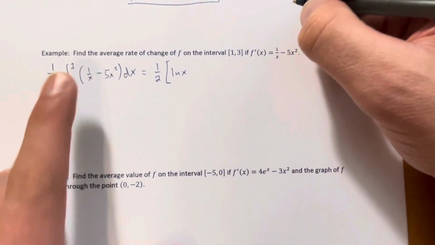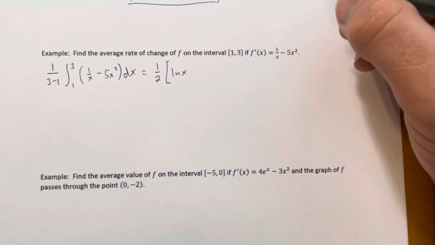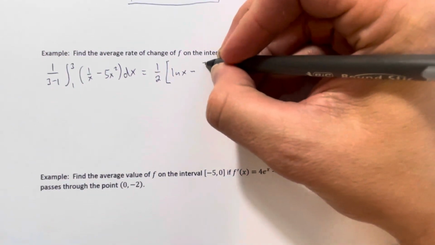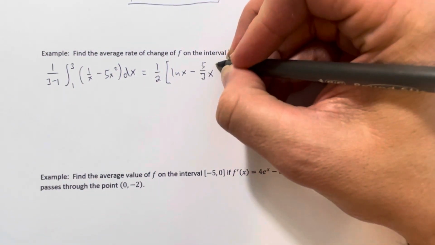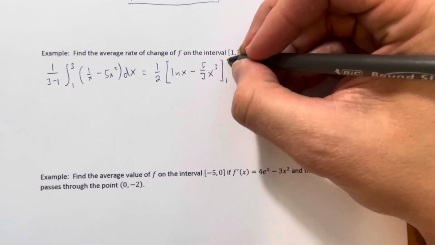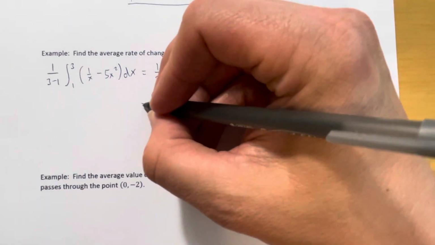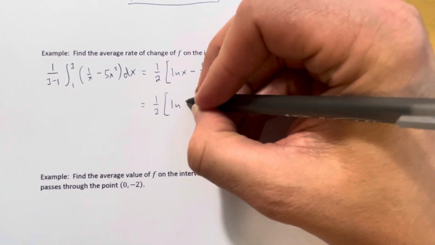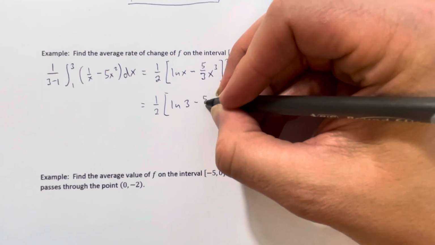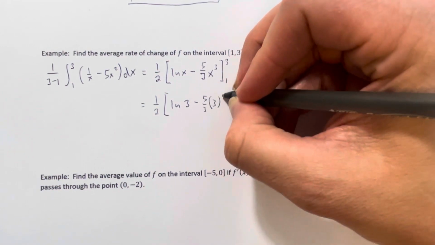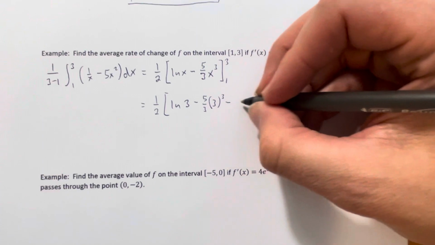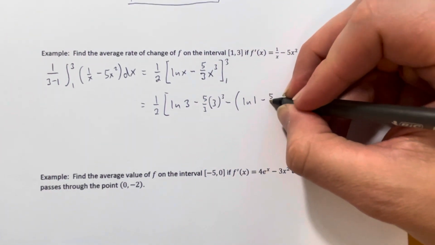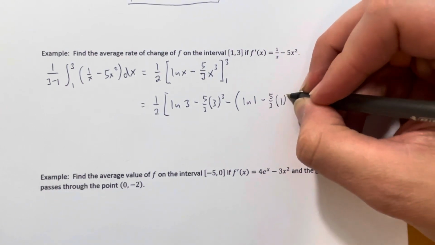However, the numbers I'm plugging in are already positive, so I don't need to really concern myself with the absolute value here. Minus, add 1 to the exponent and then divide by that. So we get 5/3 x cubed from 1 to 3. Okay, so let's think through this one. I'm going to get 1/2 times the natural log of 3 minus 5/3 times 3 cubed. And then we're going to subtract from that the natural log of 1 minus 5/3 times 1 cubed.